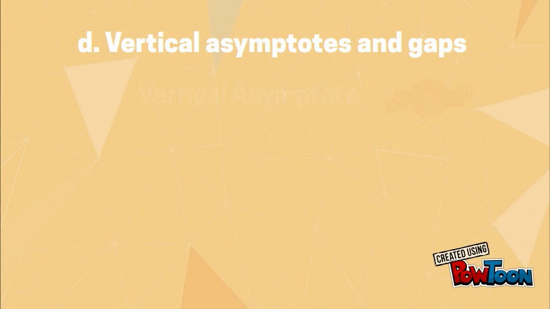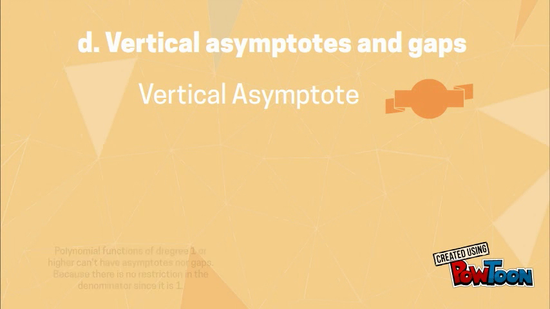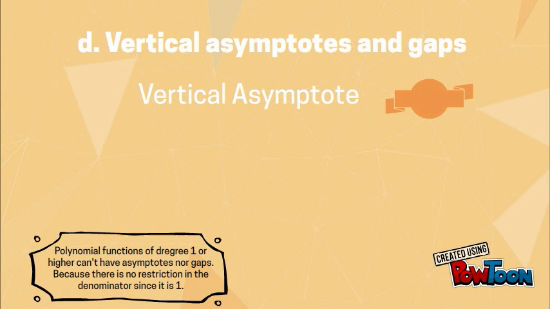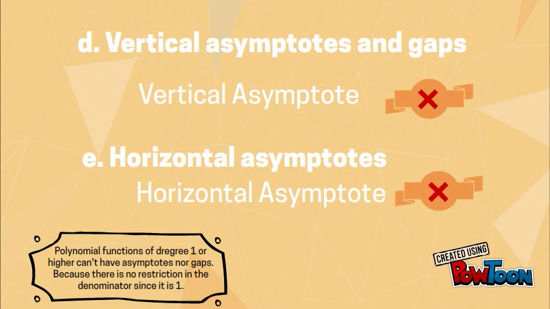For the vertical asymptote, we follow the rule that says polynomial functions of degree 1 or higher cannot have asymptotes nor gaps, because there is no restriction in the denominator since it is 1. So there is no vertical asymptote, and the same rule applies to the horizontal asymptote.